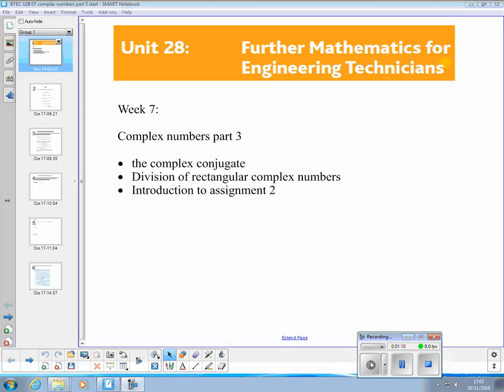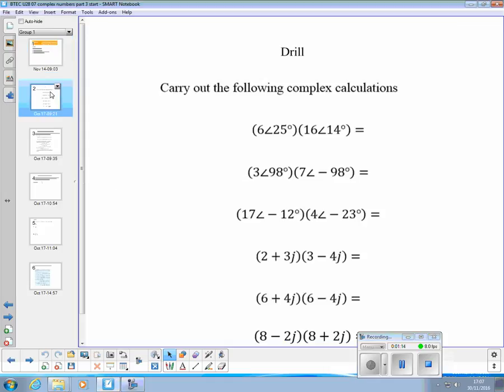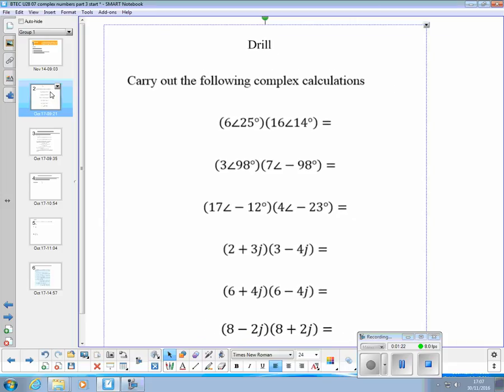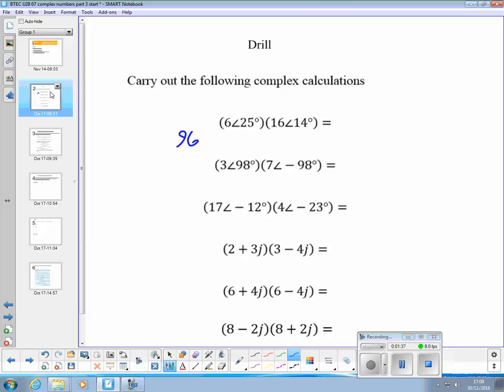So, drill questions for this week, based on what we did last week. Easy? Okay. I got 96. Tell me how you got 96 then. You multiply these magnitudes together, and then the angle is 39 degrees because we add the angles.